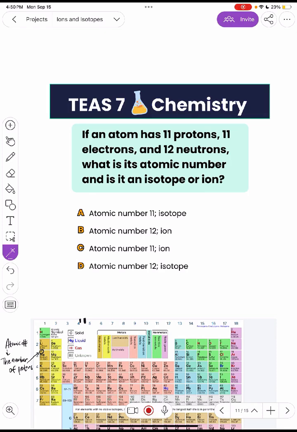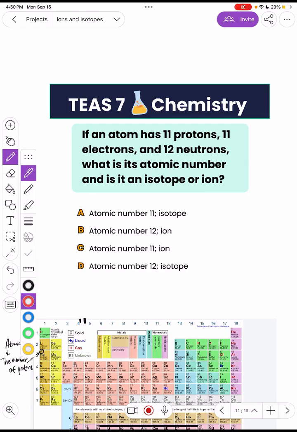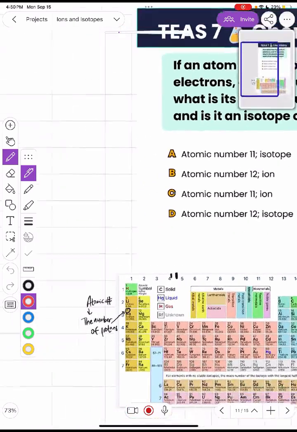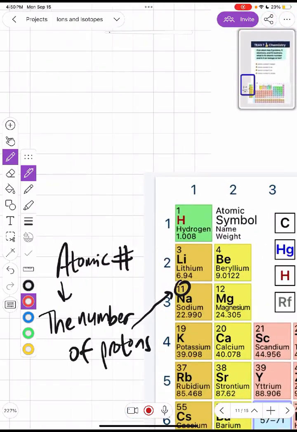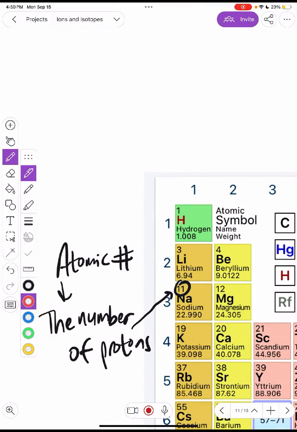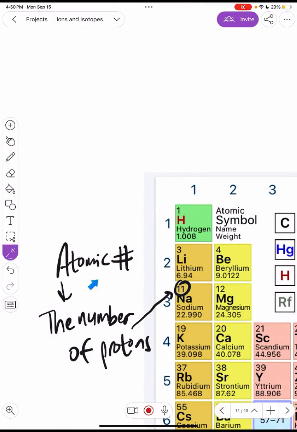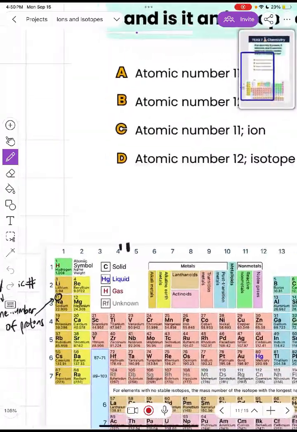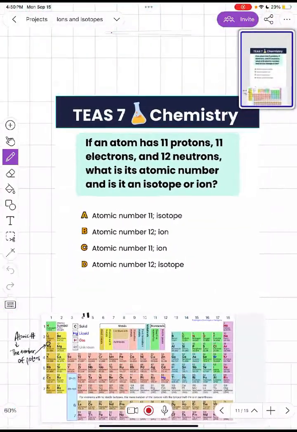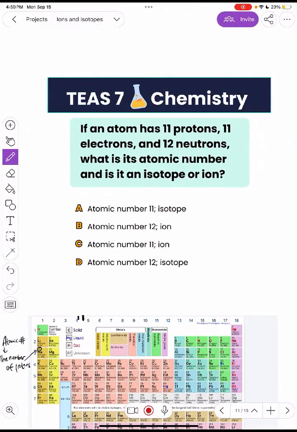All right, y'all. Yeah, let's talk about it. So remember, the atomic number equals the number of protons. And this is not something we talked a ton about today. It is a little bit of a review here. Atomic number is always the number of protons. So that's the atomic number for every element. Now, because it says it has 11 protons, the atomic number must be 11. So it's going to be one of these.